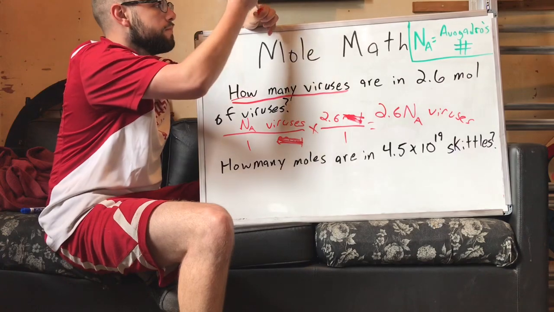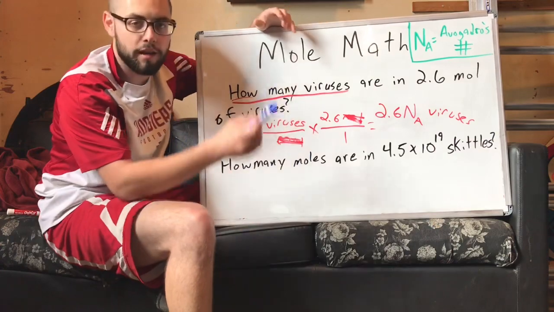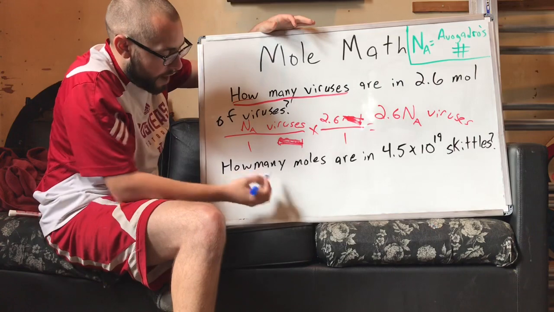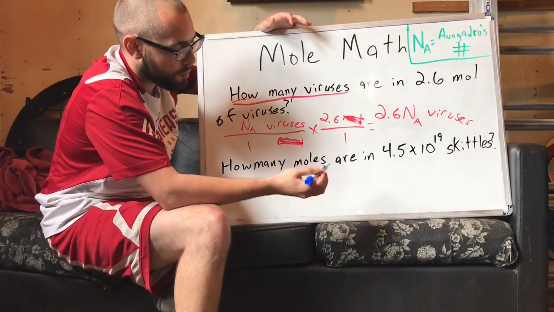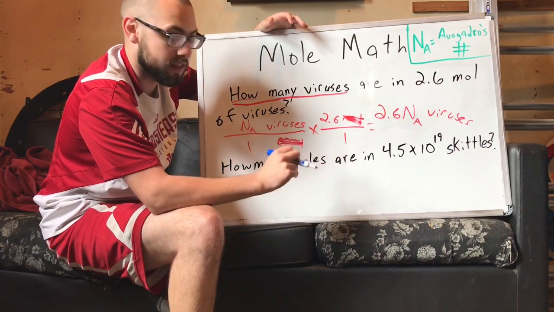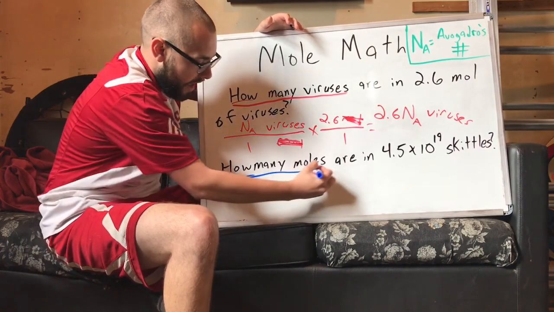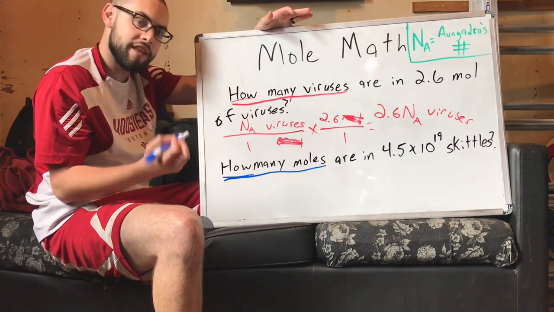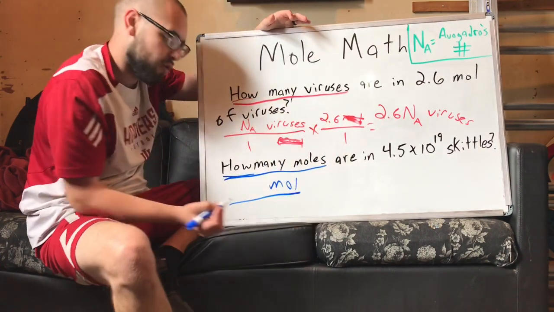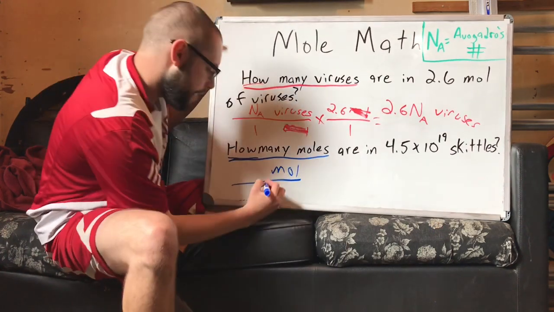Let's do one more. This last one, I switched up the wording a little bit. The problem is essentially still the same. How many moles are in 4.5 times 10 to the 19th Skittles? It's a lot of Skittles. Follow the question word. How many moles? This time, I'm going to put moles in the numerator. And in the denominator, I'm going to put Skittles.